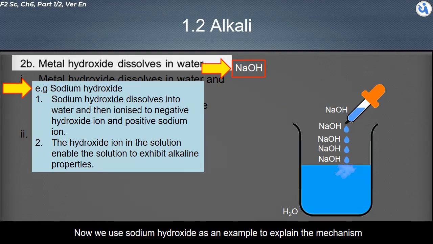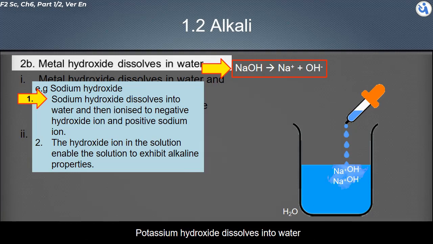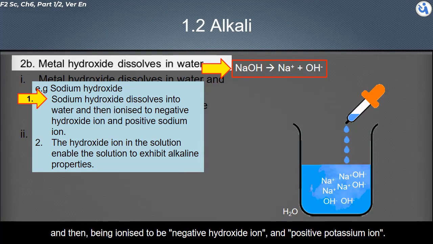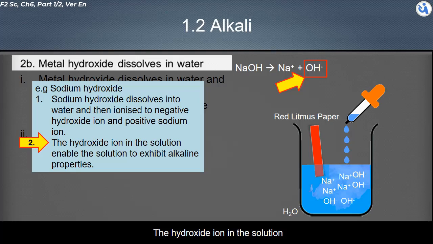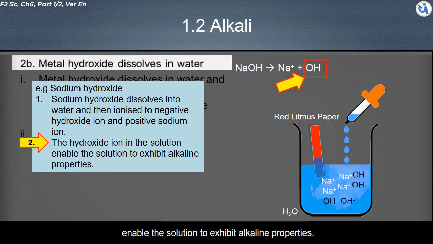Now, we use sodium oxide as an example to explain the mechanism. Sodium hydroxide dissolves into water, and then is ionized to be negative hydroxide ion and positive sodium ion. The hydroxide ion in the solution enables the solution to exhibit alkaline properties.